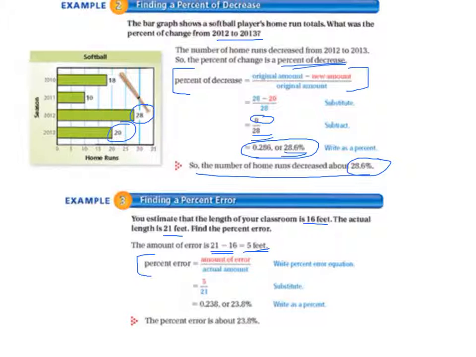So we write our formula first. The percent error is the amount of error divided by the actual amount. And so our amount of error is 5, so we put that on the top of our fraction as the numerator, and we divide by the actual amount, which is 21. When we do that division, it comes out to 0.238 or 23.8%. So the percent error is about 23.8%.